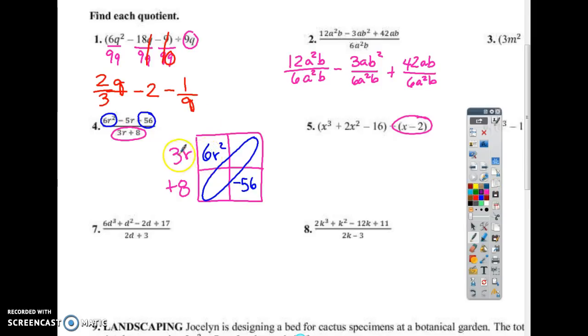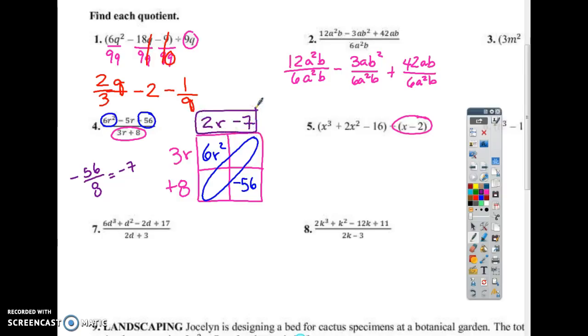6 divided by 3 is 2. R squared divided by r is r. Why? Because r times r is r squared. These two will always be an r and an r, or an x and an x, or a b and a b, whatever they are. Then you're going to divide negative 56 by 8. Negative 56 by 8 in the calculator gives you a negative 7. So this is your final answer.